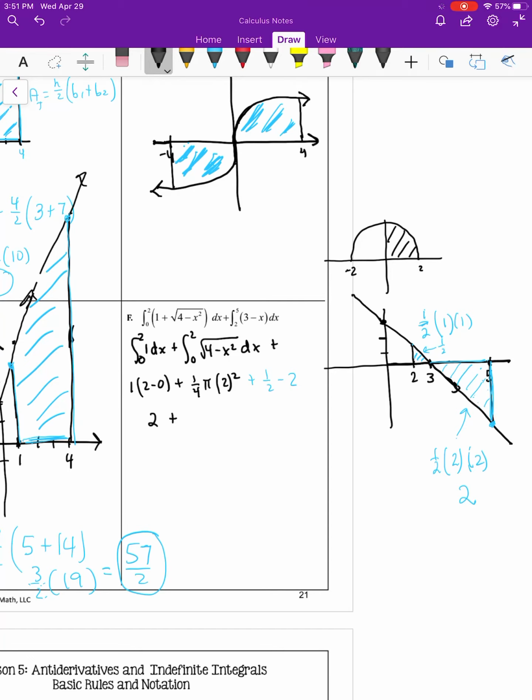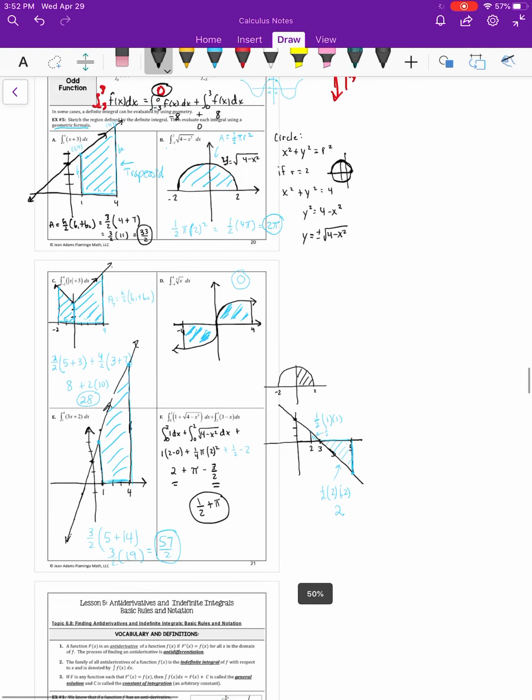All right, so now, go back to my, this is going to be 2 plus, this is going to be pi because the 4's will cancel. And this is going to be 1/2 minus 4/2. So this is going to be negative 3/2. And so I'm going to add my like terms here and here. And my 4/2 minus 3/2 is going to be 1/2 plus pi.